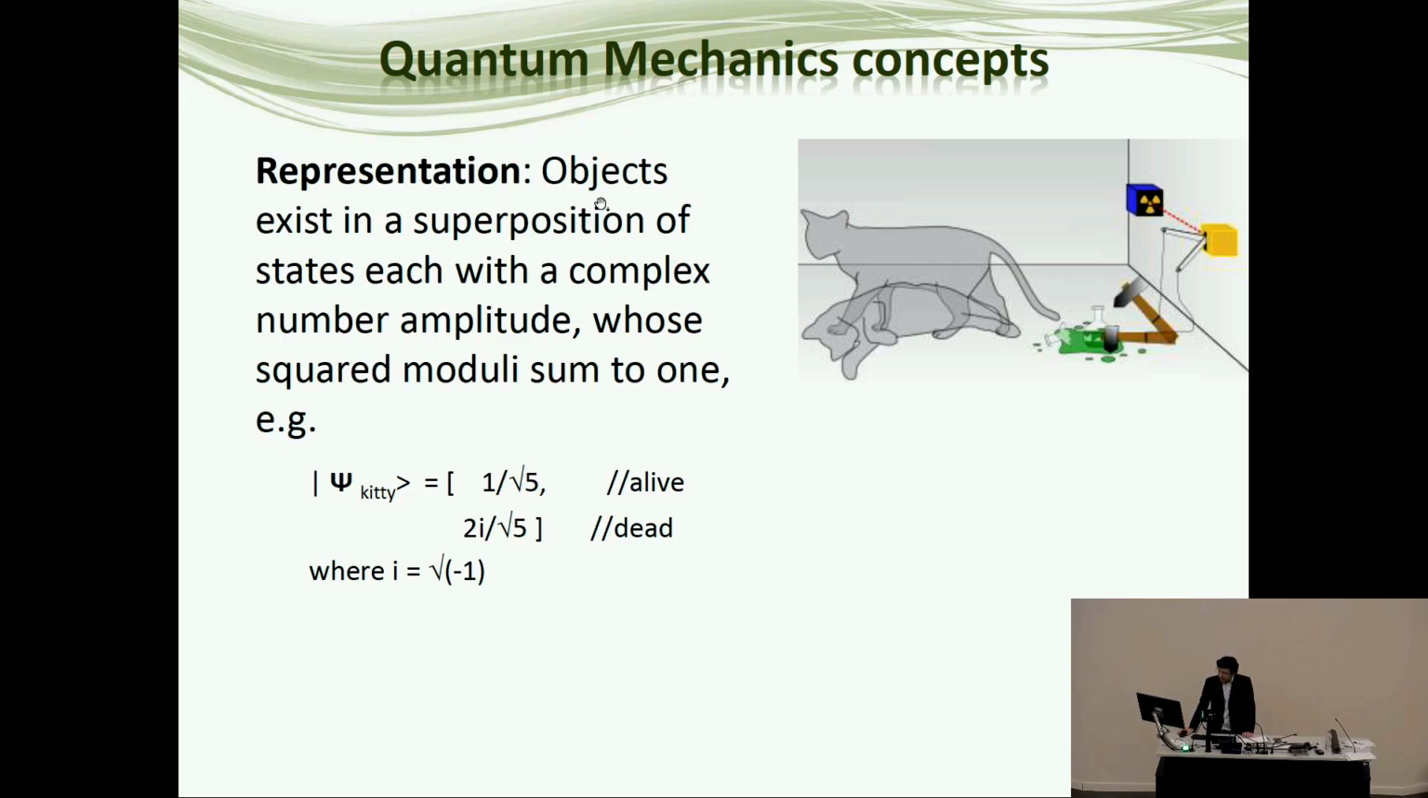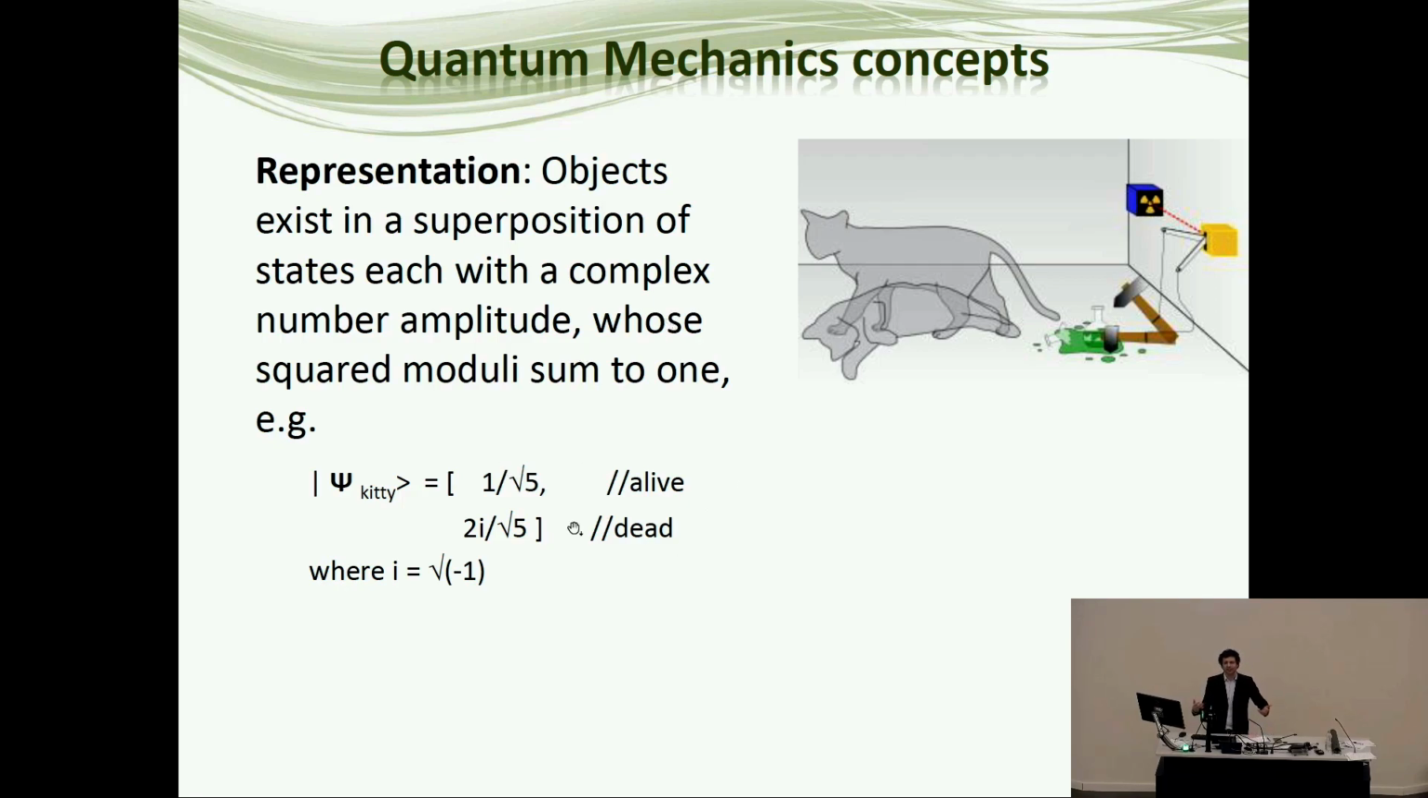And the concept here is that objects can exist in a superposition of states, so multiple forms of reality at once, the cat being both alive and dead. These worlds, they don't have probabilities associated with them. I lied on the previous slide. What they have are what are called amplitudes.